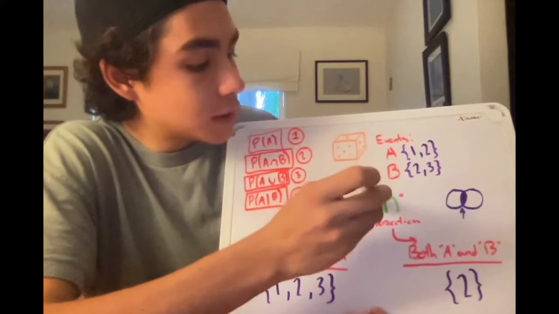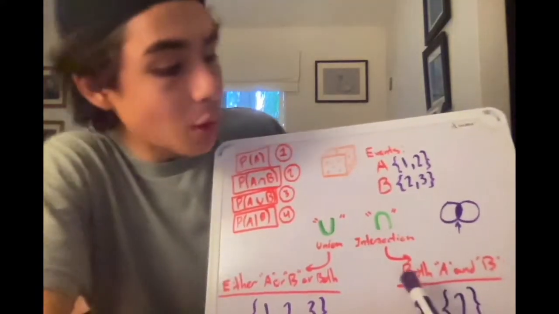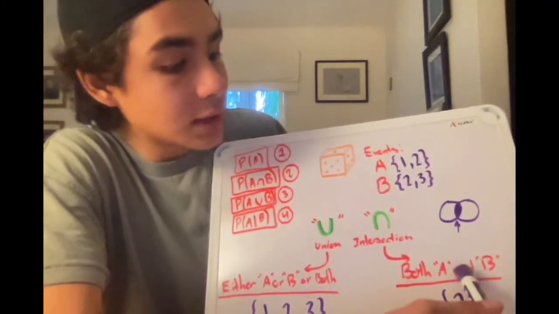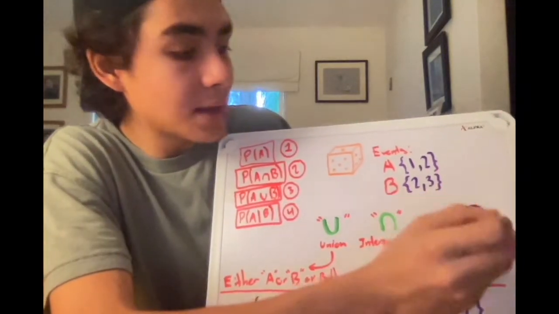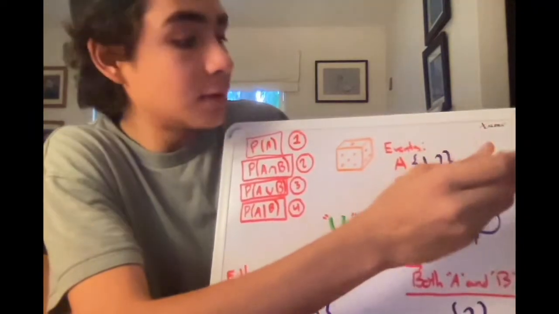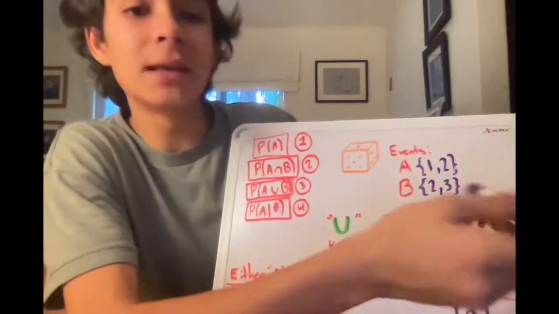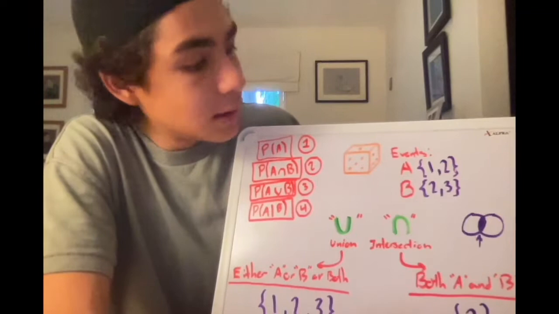Now, going on to intersection. Intersection means both A and B. Pay attention to and, because this is basically asking what intersects in both events A and B. When we look at event A and event B, the only number that is in both of them is number 2, and that is the number that intersects in both events. Now, knowing the basics of how probability works, Regina and Santiago will show you about the multiplication and the addition.